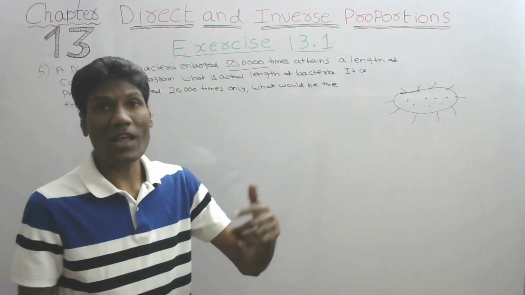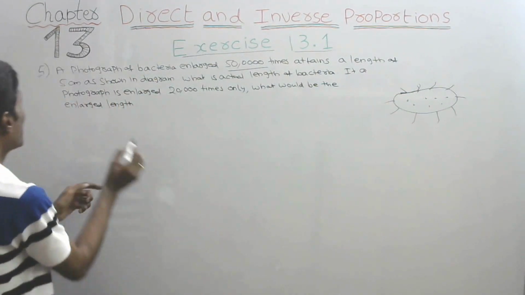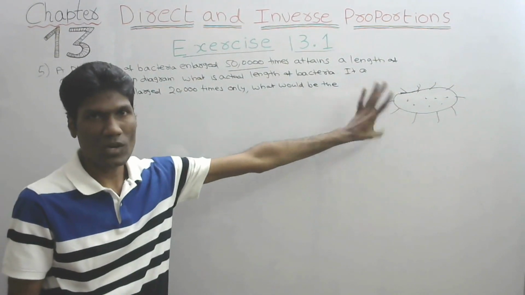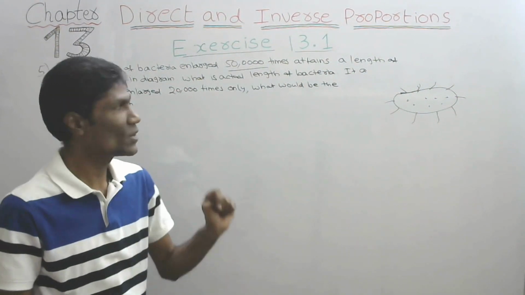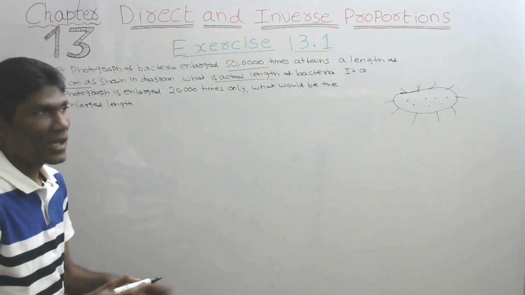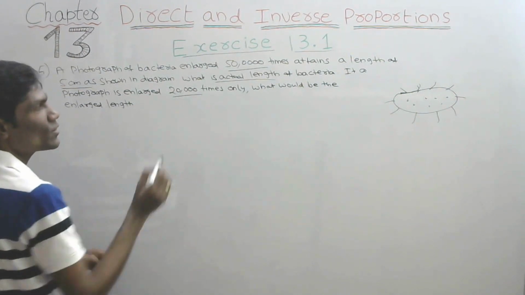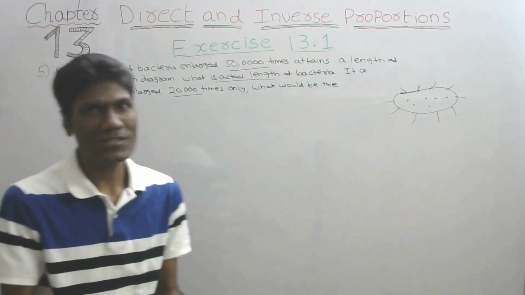When it is enlarged 50,000 times, it shows 5 centimeters as a length on a paper. So he is asking what is the actual length. And in the second question, if it is enlarged 20,000 times, what would be the length? That is the question. Simple.